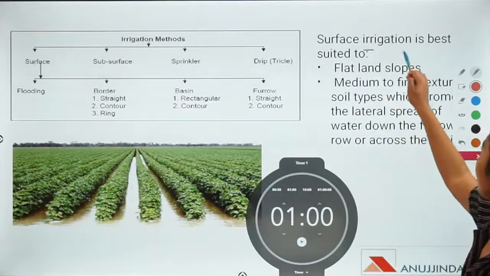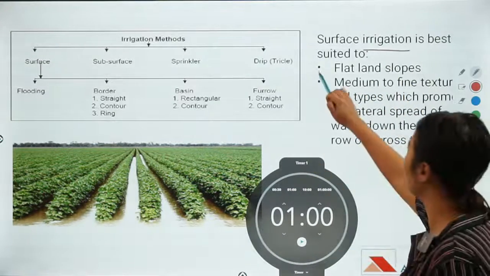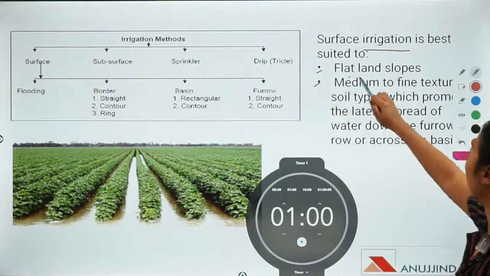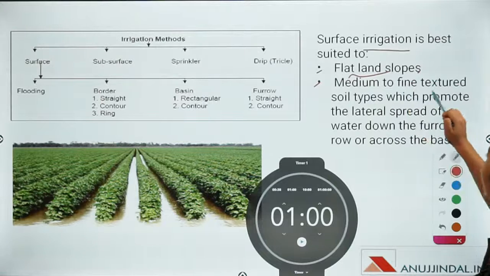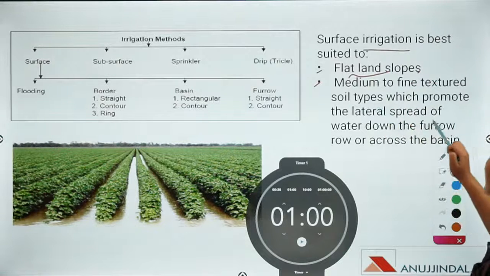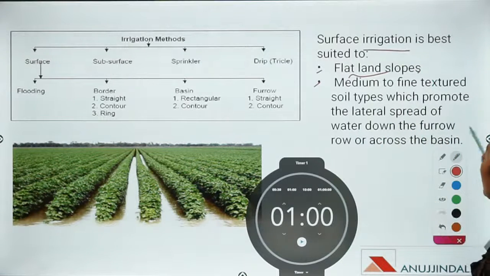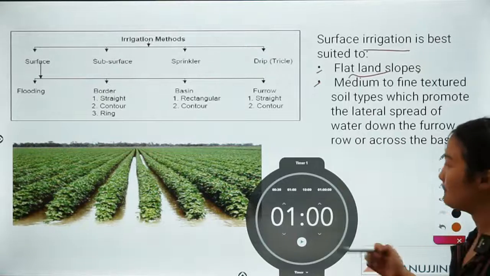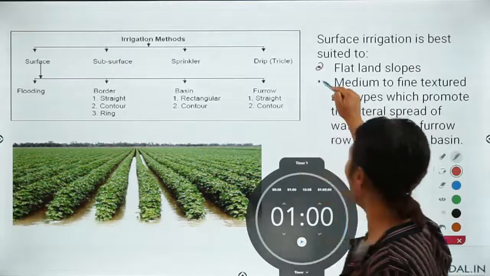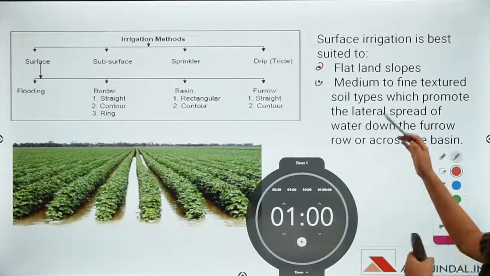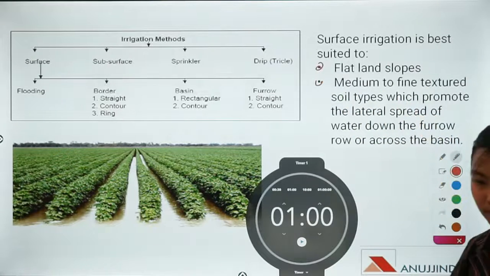So the surface irrigation is best suited for two types. The first one is flat land slopes, and the second one is medium to fine textured soil types, which promote the lateral spread of water down the furrow row or across the basin. So these are the types best suited for surface irrigation, right?